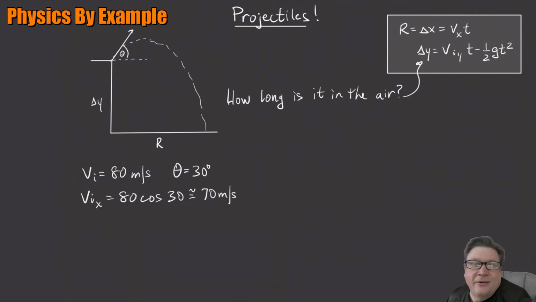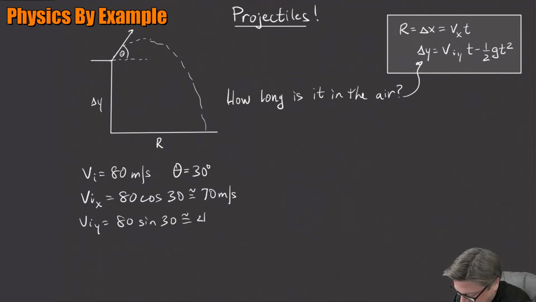You can use your calculator and get the right one, but this is pretty close. Viy is 80 sine 30. Sine of 30 is a half. Remember, put that in your head. That's going to be really, really useful. And so this is not even approximate, it's exactly 40 meters per second. So in the x direction, we're going 70. In the y direction, we're going 40.